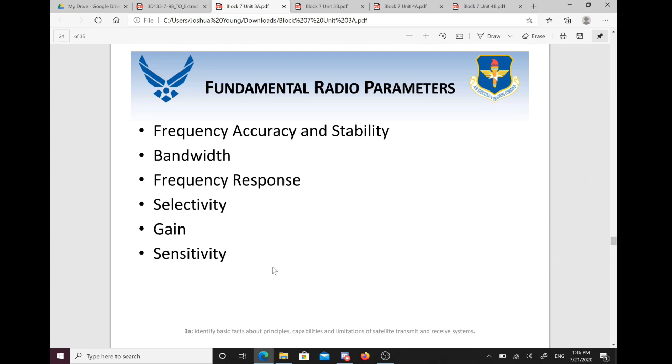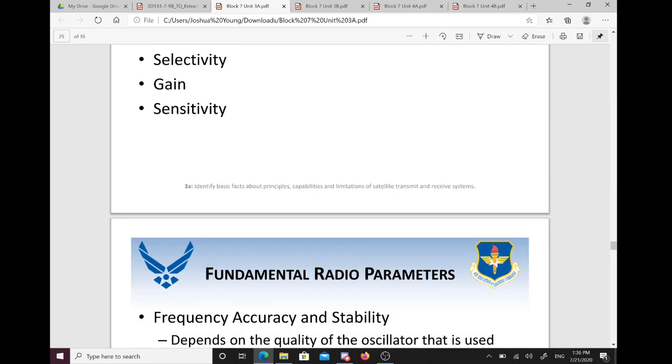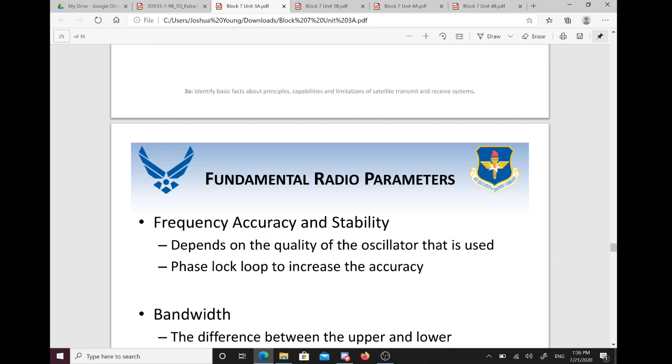All right, fundamental radio parameters, coming up on the end here of this objective. We'll be covering your frequency accuracy and stability, bandwidth and what that means to us, frequency response, your selectivity. We've talked about that a little bit whenever we were discussing the LNA. Gain, which applies to both your LNA and your HPA, and then your sensitivity, which again applies to your LNA. Because remember I told you that it has to have a high degree of selectivity and sensitivity. And this is going to clear up why those things are important within your low noise amplifier.